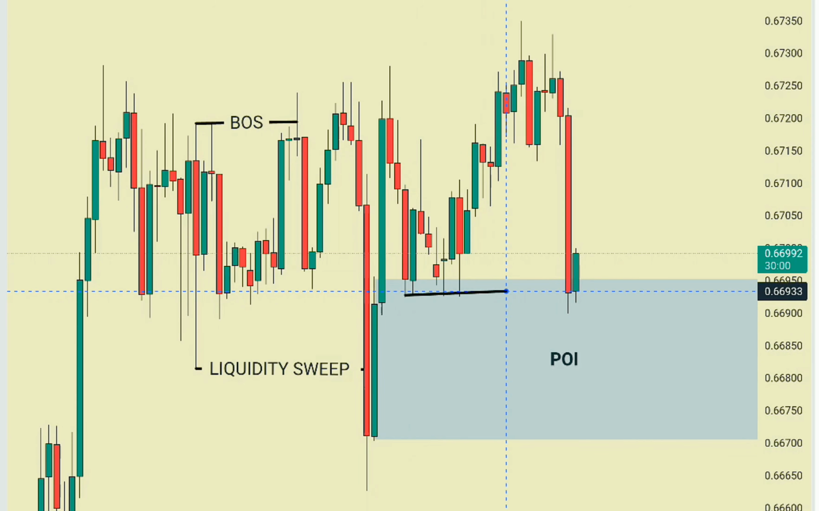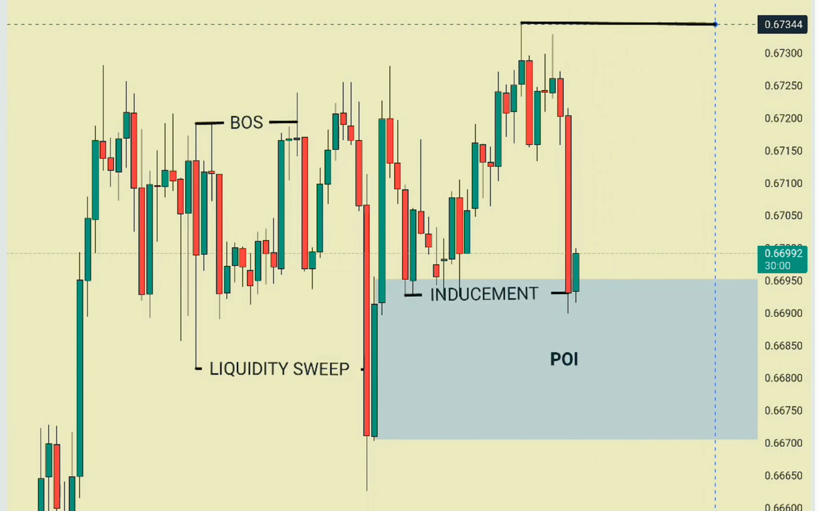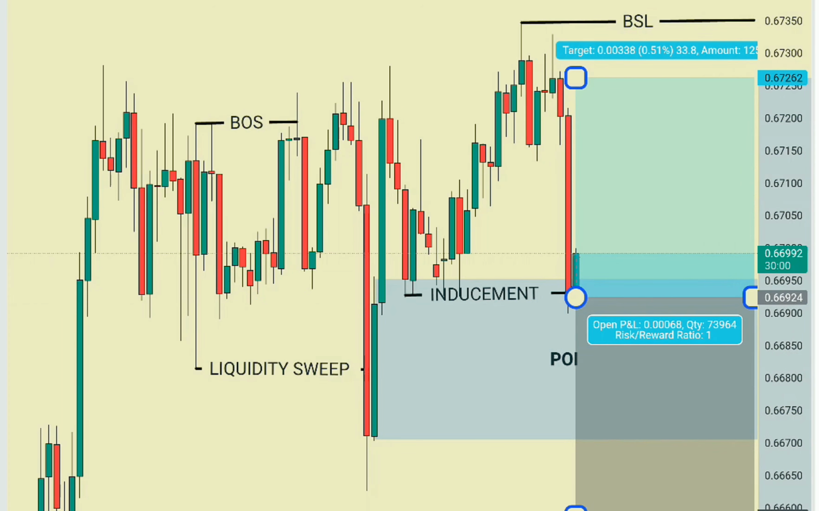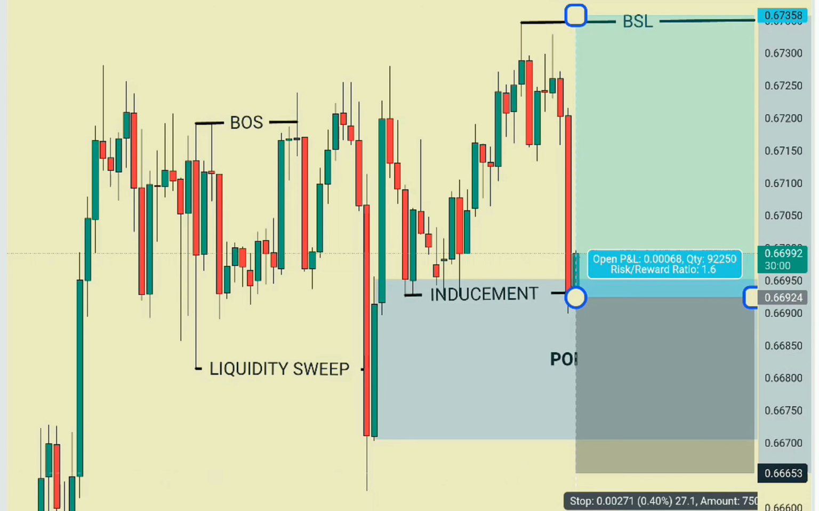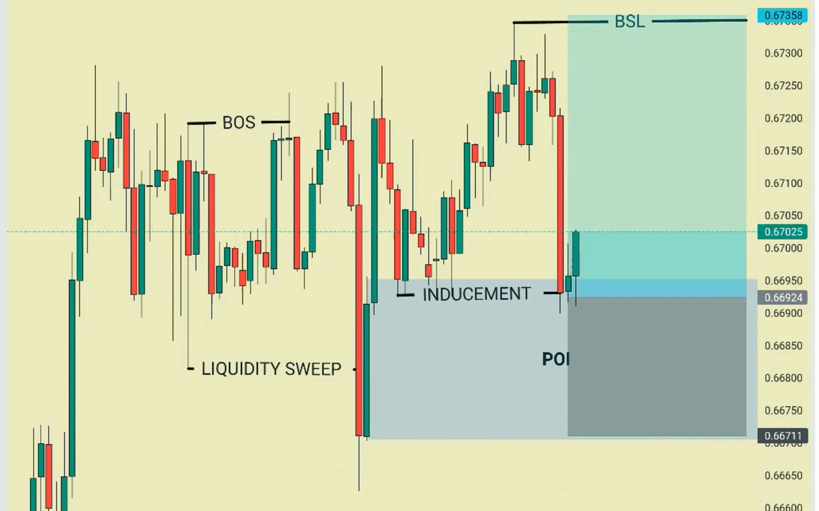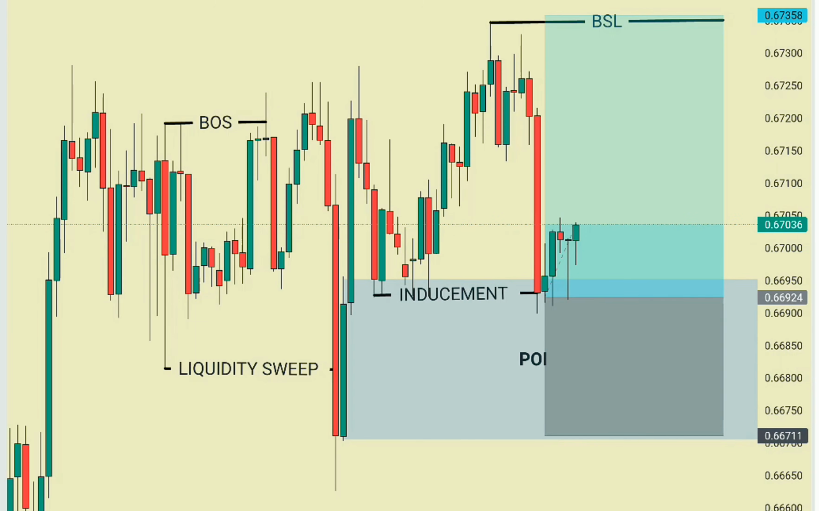After that, we spot inducement, a small move to grab more liquidity before the real move. Once price targets the buy-side liquidity, we look for our entry confirmation. Finally, we enter a buy trade, riding the move towards premium zones.